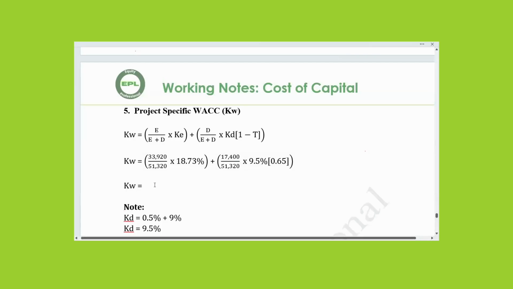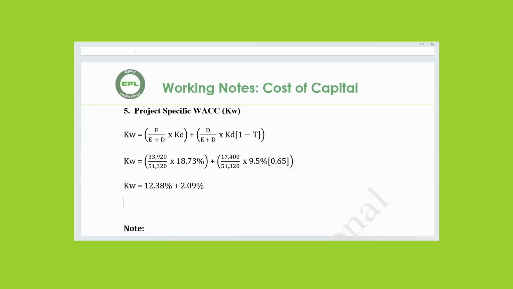2.09. That should be on the right. Left. Oh, right, rather. 12.38. That'll be 12.38. Yes, 12.38%. Add the two together. 14.47. So our project specific work is 14.47%. That's it. You can see it's not difficult.